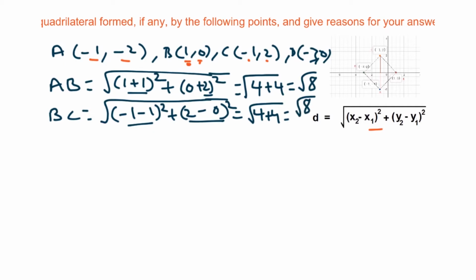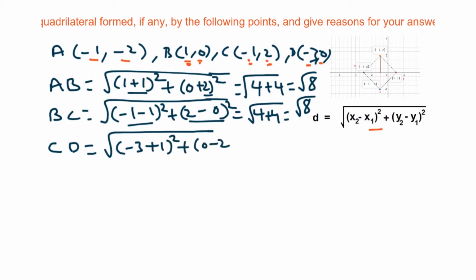Now we have to find CD. Take this as x1, y1 and this as x2, y2 and substitute in the distance between 2 points formula. So -3 minus of minus is plus 1 whole square plus 0 minus 2 whole square. -3 plus 1 is -2, and -2 square is 4, and here also -2 whole square which is 4. So 4 plus 4 is root 8.